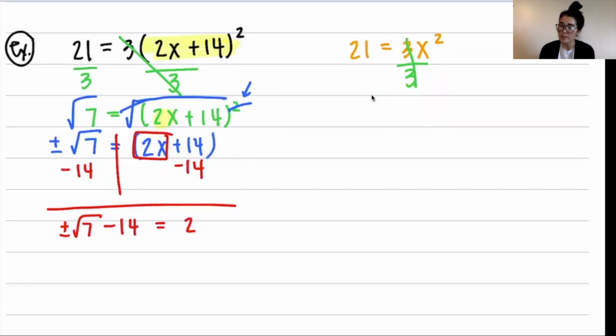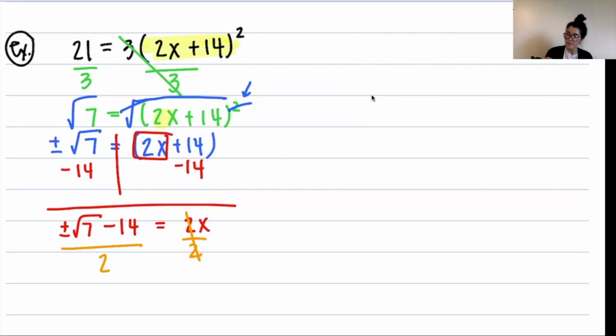All right, my last step here then would be to get this x by itself. And to do that, I'm going to have to divide by 2. So I'm going to divide everything here by 2. All right, and let's go ahead and take a look at what this looks like when we solve this. So I have the positive and negative square root of 7 minus the 14, and this is all divided by 2.